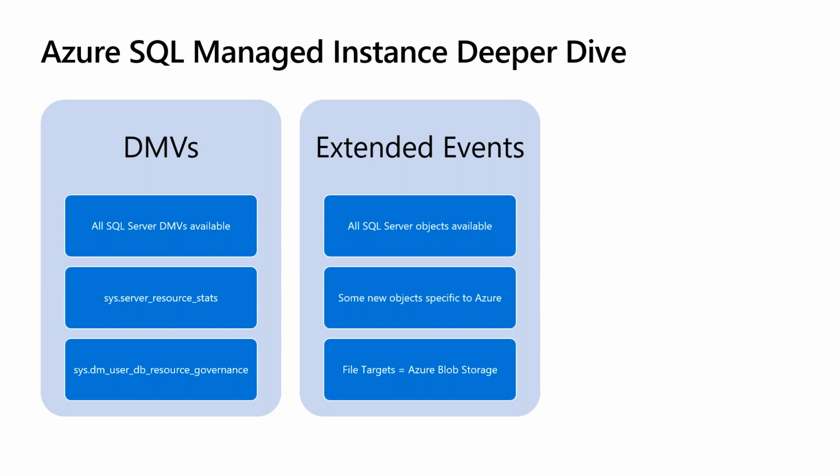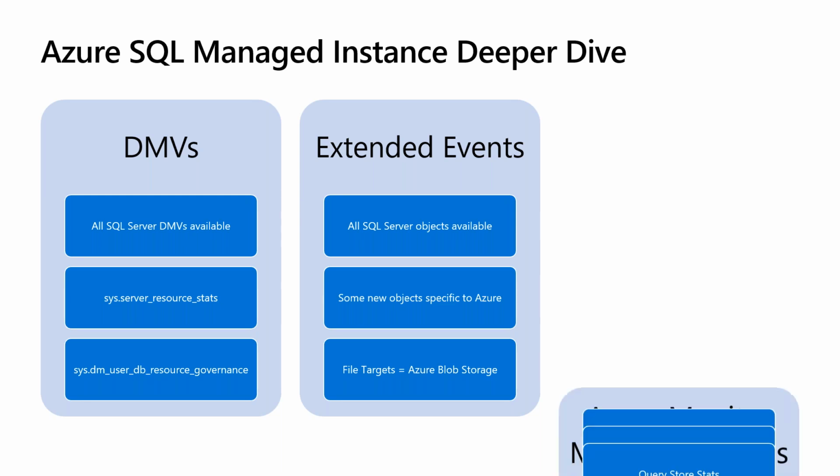What's important for you to understand is that all your targets are there for extended events, but when you do a file target, since you don't have a local disk drive with a managed instance you have access to, just like you would in your SQL Server, you're going to use Azure Blob Storage. We've got great documentation and even wizards in the Management Studio tool to help you set up a file target through Azure Blob Storage to store your extended event data.